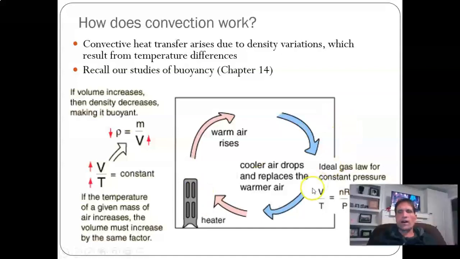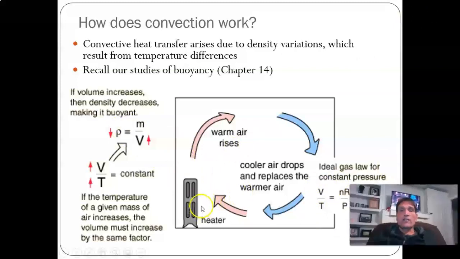So if we go back to our ideal gas law, PV is nRT, and the pressure really is pretty constant in a given room. If the height change in a gas is not large, the pressure is relatively constant. And so V over T is equal to nR over P, and these are all constants. And so if you heat the air, larger temperature, then the same mass of air will occupy a larger volume. In other words, it will be less dense than the surrounding air. The same mass, bigger volume, lower density.